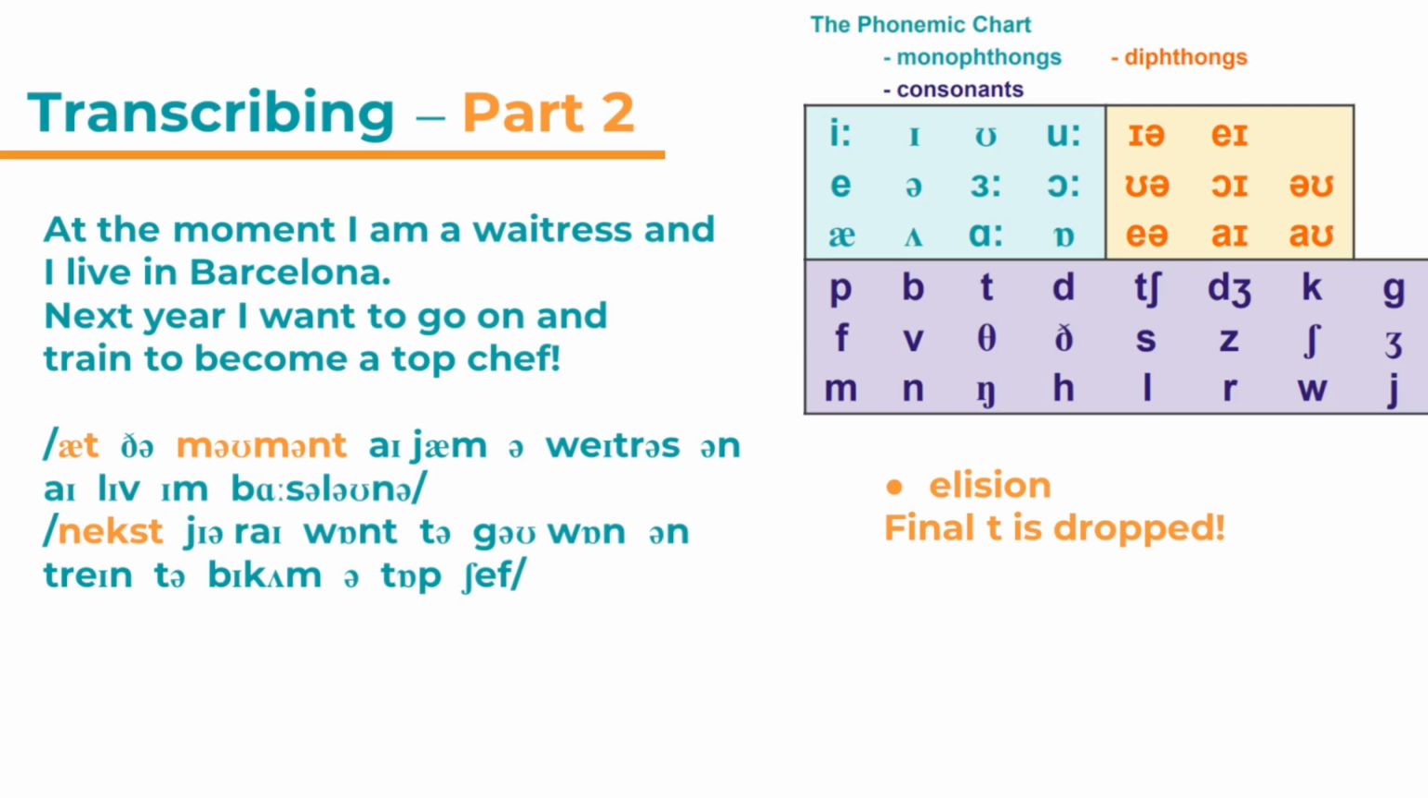Then listen to the next word. At the moment I. At the moment I am. Moment very often will lose its final t. It's also dropped. Because t is a plosive sound, we have to release the air. It again slows us a little bit down. It's faster to just go from the n to the I straight away. And so very often that final t is dropped here. At the moment I am.